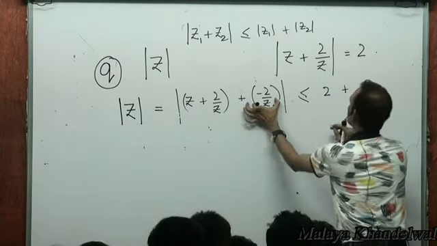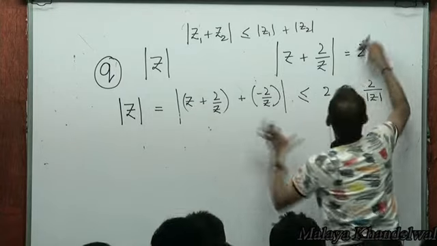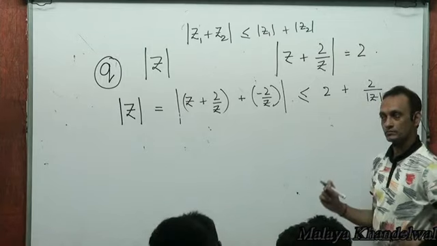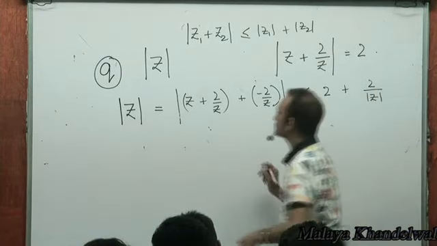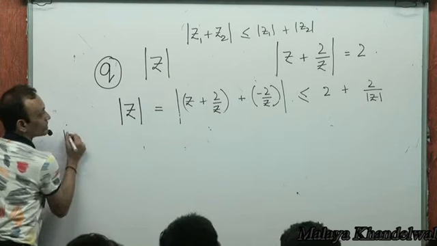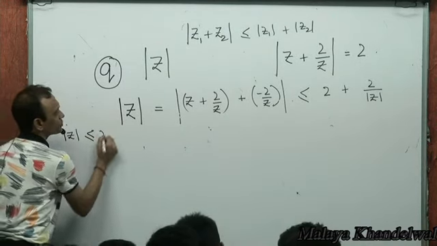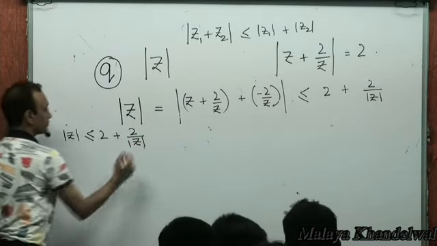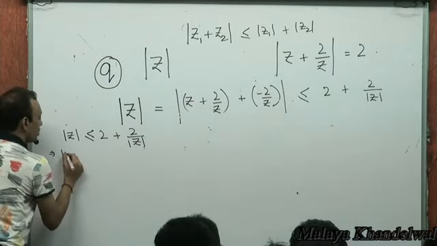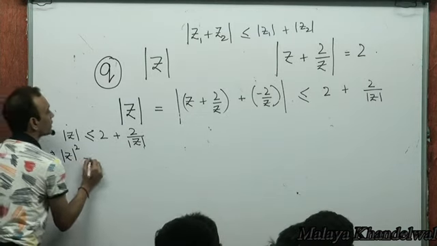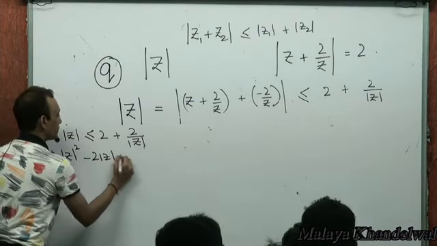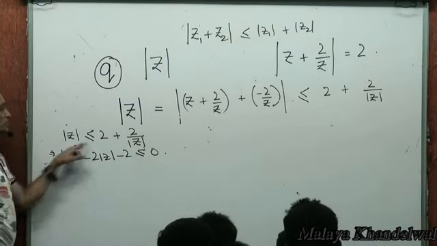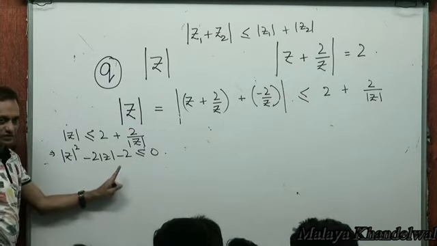Mod of z1 plus z2 is less than or equal to mod of this, which is given to be 2, plus mod of this, which is 2 by mod z. Right? So we end up getting mod z less than or equal to 2 plus 2 by mod z, or we get mod z squared minus 2 mod z minus 2 less than or equal to 0.